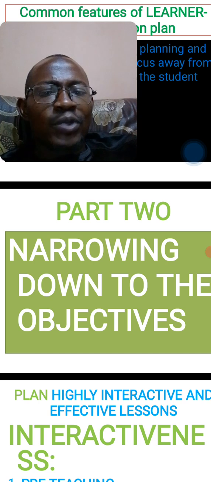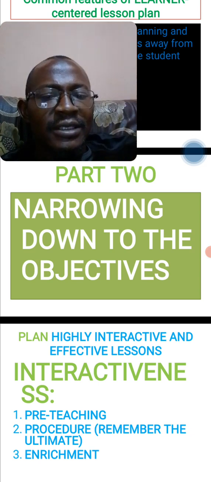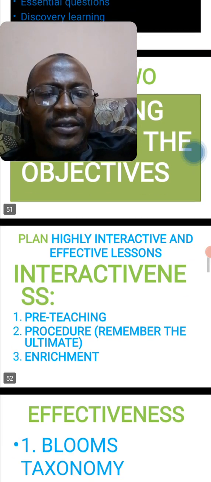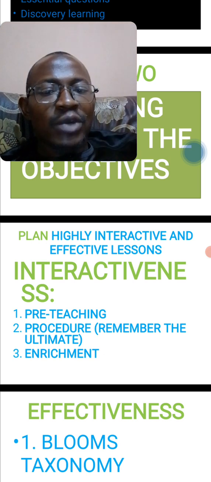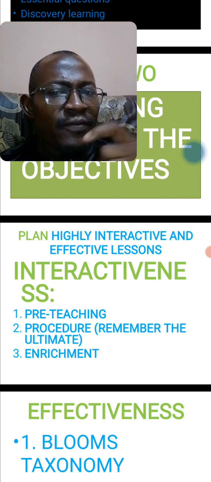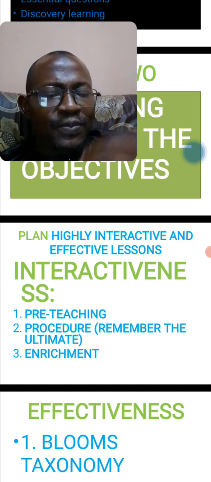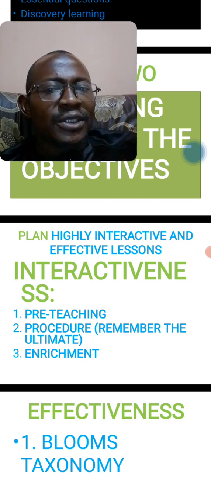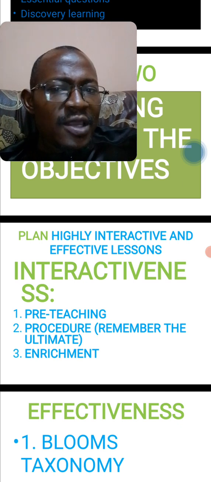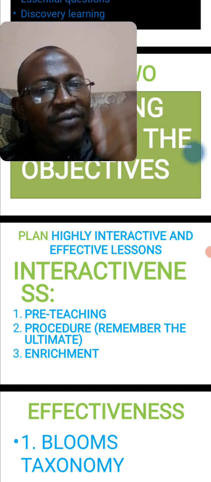So now we come to part 2, which is narrowing down to the objectives: how to plan highly interactive and effective lessons. Let's do this quickly. To ensure that your lesson is interactive and effective: when I say something is interactive, it involves everybody. The teacher is getting enough feedback, creating room for students to participate, and there is engagement and two-way communication instead of just one-way. It is effective if it achieves the behavioral objective. An effective lesson or instruction is one that achieves the behavioral objective.